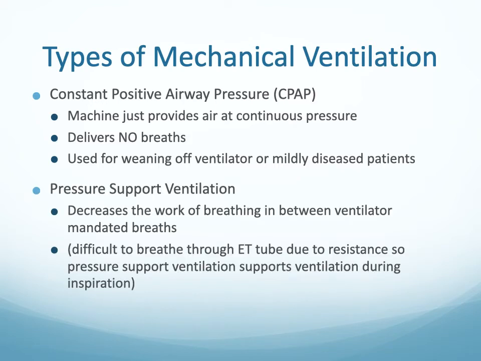The other type of ventilation is pressure support ventilation. That decreases the work of breathing in between ventilator mandated breaths. It is actually difficult for a patient to breathe through the ET tube because of that resistance. So pressure support ventilation just provides a little bit of extra support during inspiration. You can use pressure support ventilation with SIMV, so that the breathing that the patient takes in between the ventilator breaths is not so difficult.